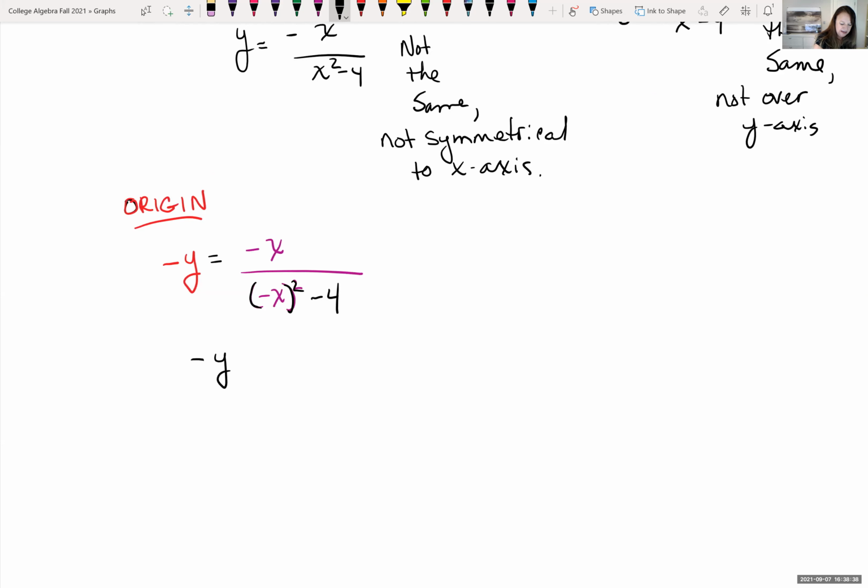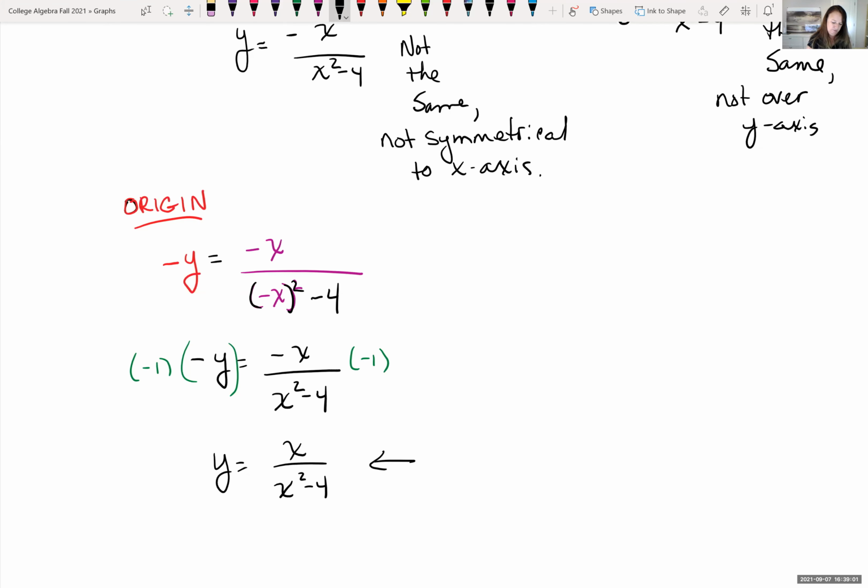Well, -y equals -x all over x squared minus 4. Multiply both sides by -1. We're going to get the exact same thing we had when we started. So we get y is equal to x all over x squared minus 4. So we got back the original equation. So the graph is symmetrical with the origin.